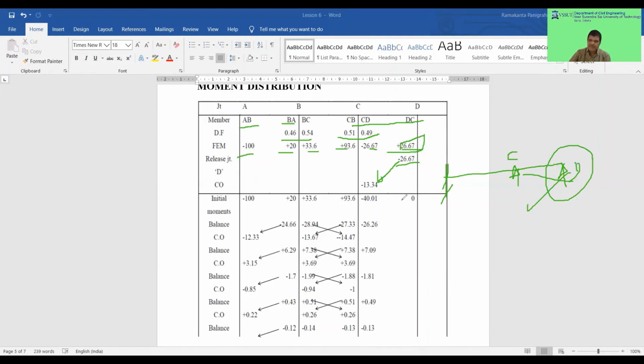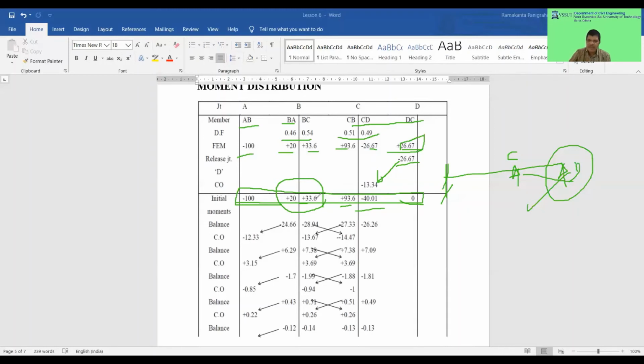Now add it. Now it is 0 here. Here it is minus 40.01, and these values remain. So these are now the initial values. After making the boundary conditions we have put, we find the initial values. Now with these, we will go on balancing the moments. Now you see here, the value is plus 20 plus 33.6, it becomes 53.6.